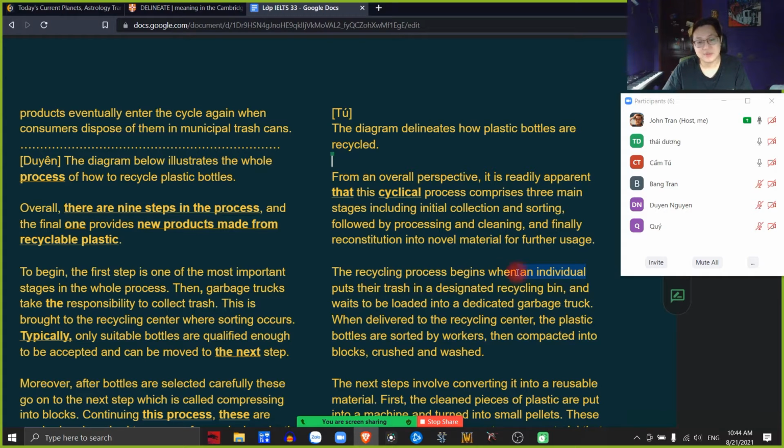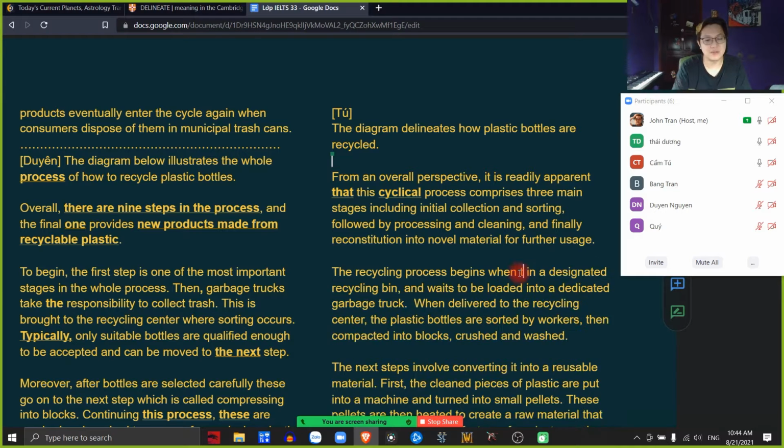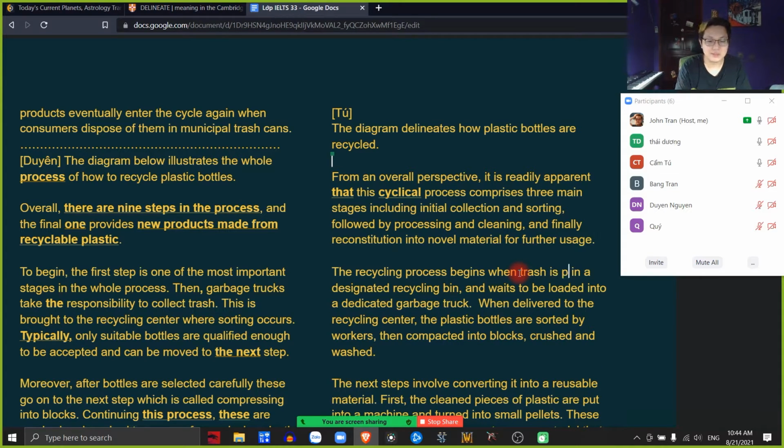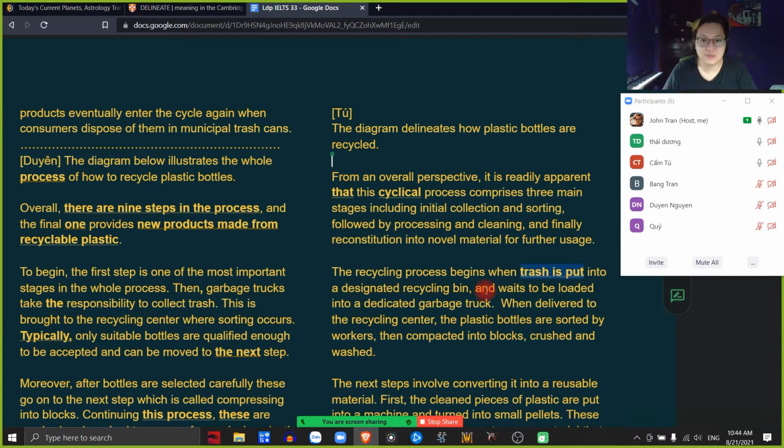The recycling process begins khi rác được đặt vào rồi. When trash is put into these designated recycling bins and waits to be loaded.